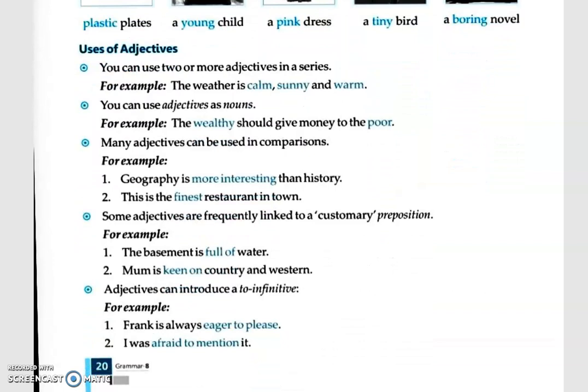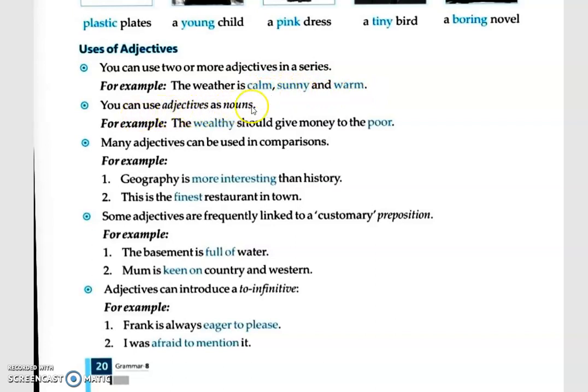Now, let us look at the uses of adjectives. You can use two or more adjectives in a series. That is to say, in one sentence, you can use two or more adjectives. You can use one adjective, two adjectives, or even more than that. For example, the weather is calm, sunny, and warm. So warm, sunny, and calm are adjectives here.